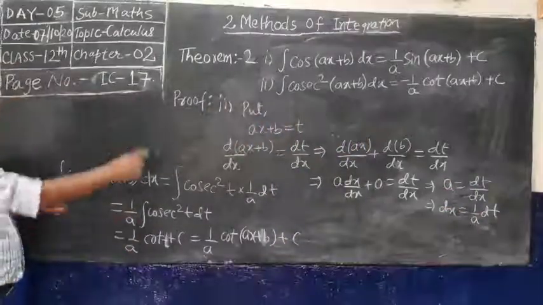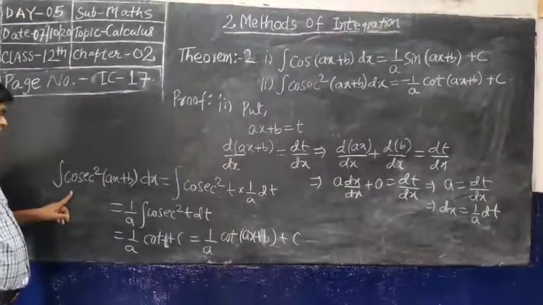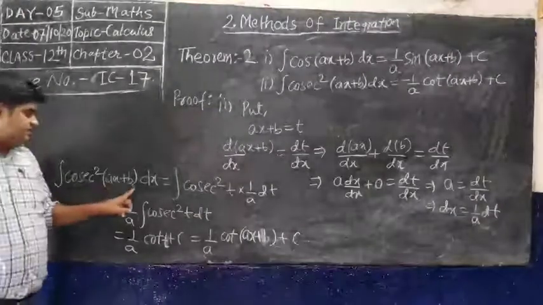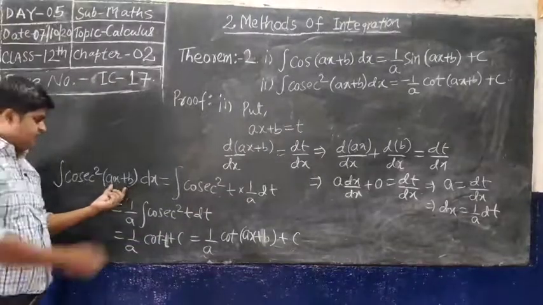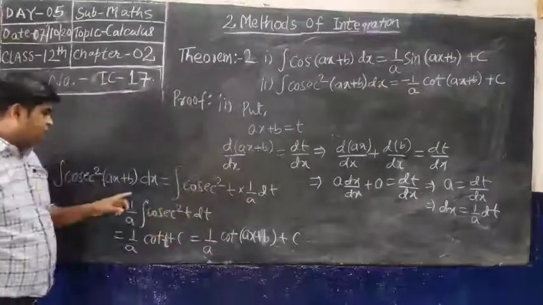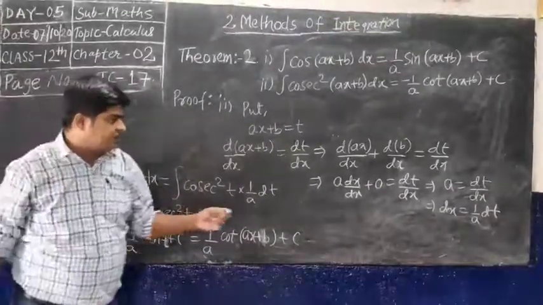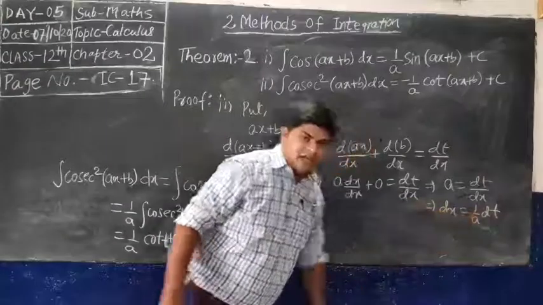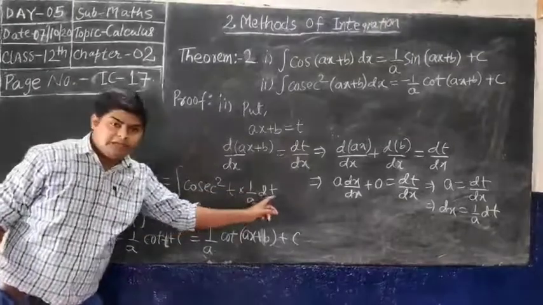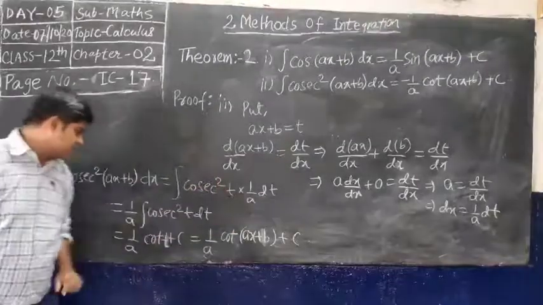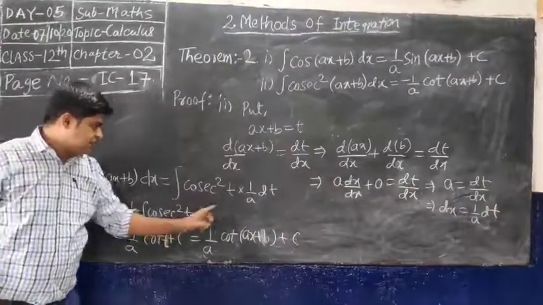Now see the left portion, you have to find the integration of cosec square (ax plus b) dx. Integration of cosec square (ax plus b) dx is equal to cosec square, and put the value of ax plus b. ax plus b is equal to t. So you will put here cosec square t into, put the value of dx, dx is equal to 1 by a dt. This is constant term, so you will separate the term: 1 by a integration of cosec square t into dt.